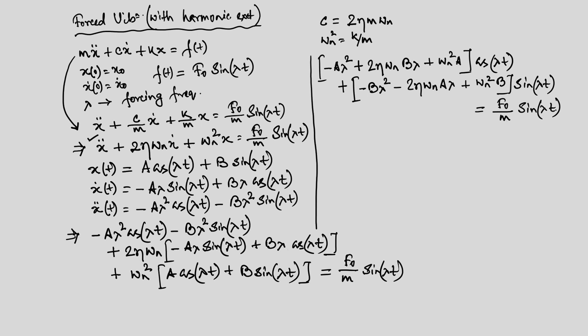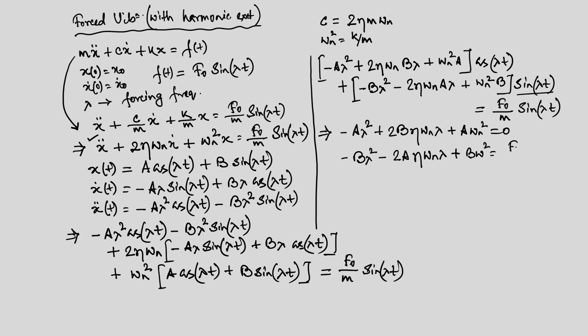Now, if we compare the left hand and right hand sides, we can easily conclude that the coefficient of cos lambda t must be equal to 0. So, we have minus A lambda square plus twice B eta omega n lambda plus A omega n square is equal to 0. And the coefficient of sin lambda t on the left hand side must be equal to F naught by m. So, we have minus B lambda square minus twice A eta omega n lambda plus B omega n square is equal to F naught by m. So, we have two equations.